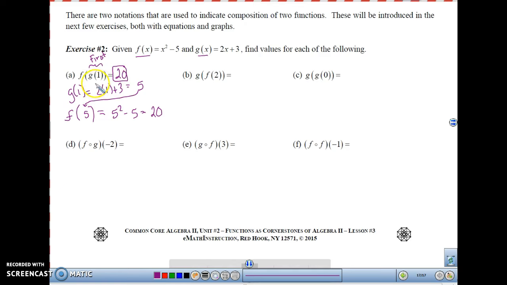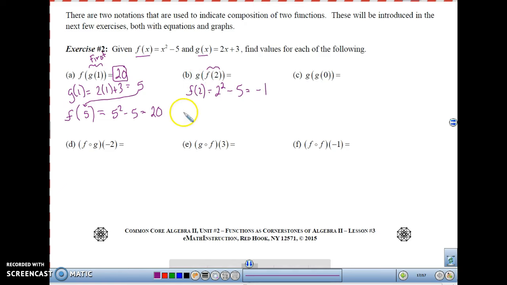So when you have the double parenthesis method, you work from the inside out. Let's try one more of those. g of f of 2. Which function do I want to use first? Well, I start inside the parentheses. I want to do f of 2 first. So I'm going to use the f function and plug in a 2. I get 2 squared minus 5, which is 4 minus 5, which is negative 1.